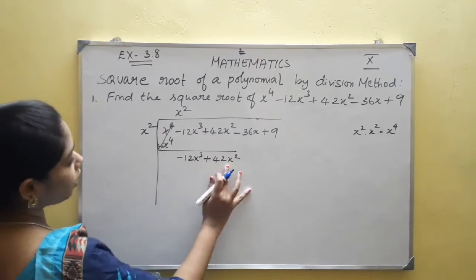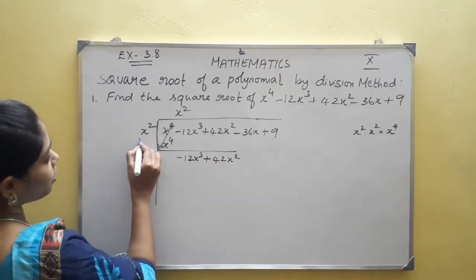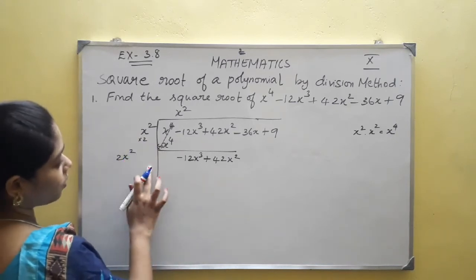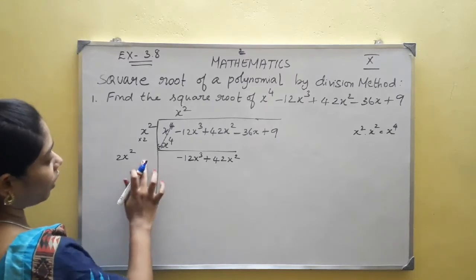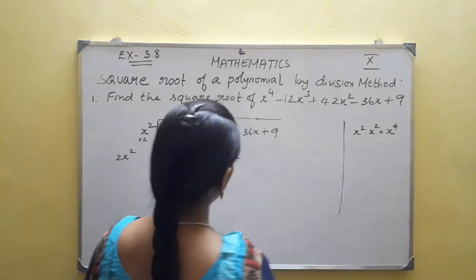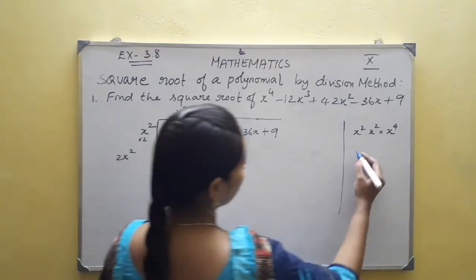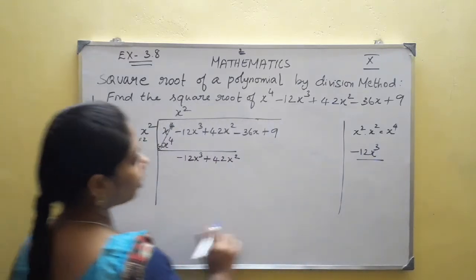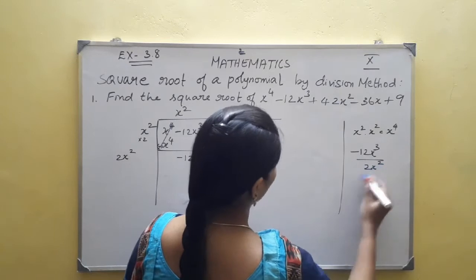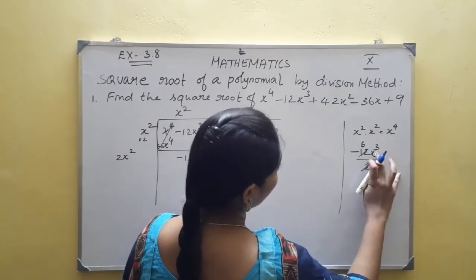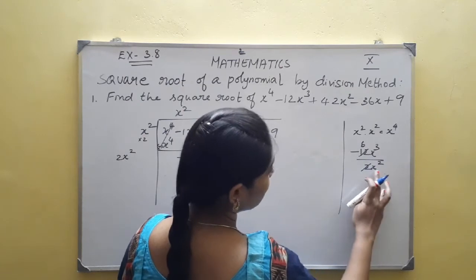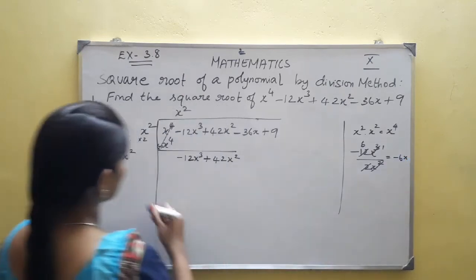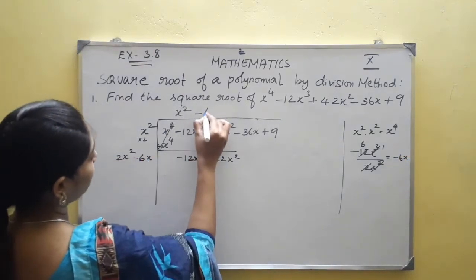Now here we need two terms. Just multiply this by 2 and write 2x square. One more term is needed. How to find that one more term? In the rough column, take the first term here, minus 12x cube, divided by the term you got here, 2x square. So this is minus 6. Here you have x into x into x, here it is x into x, so 1x will be remaining. Minus 6x. So write minus 6x and minus 6x.